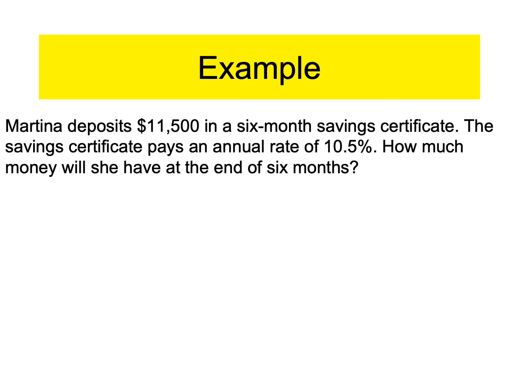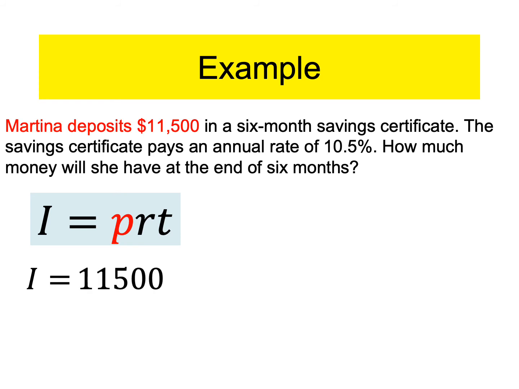We will use the simple interest formula to calculate this. Remember, I stands for the amount of dollars you will see in interest. Now, we don't know that. That's what we're trying to calculate here. But we do know that P stands for principal. That's the amount of your loan or the amount of money you have in your savings account. So since she deposits $11,500, her principal is $11,500. R is your interest rate, and it says that it's 10.5%, and our formula says we need to write that as a decimal, so move the decimal place 2 places to the left. 1, 2, that would be 0.105.